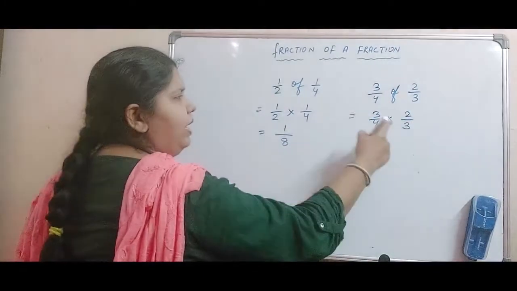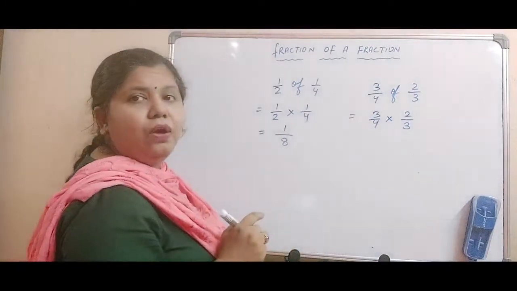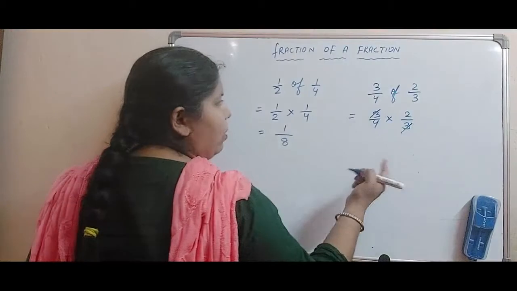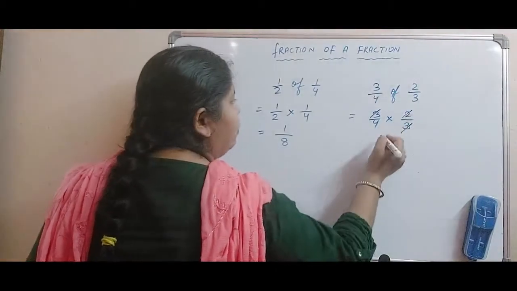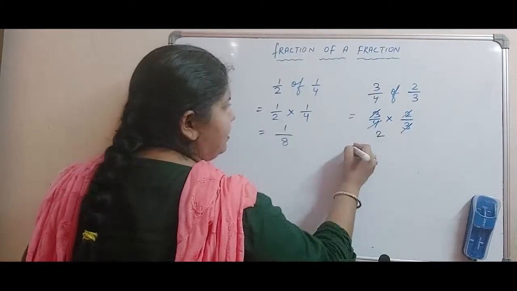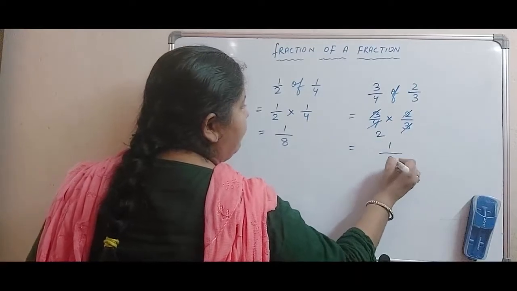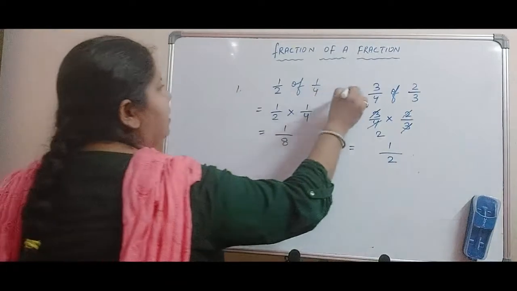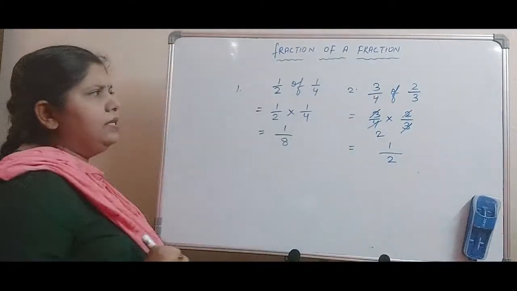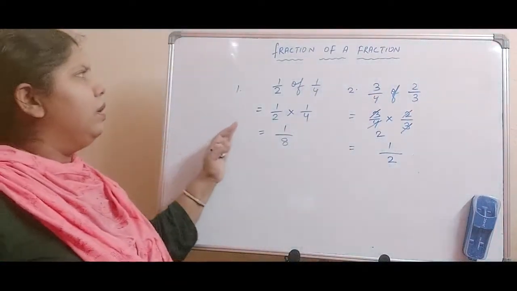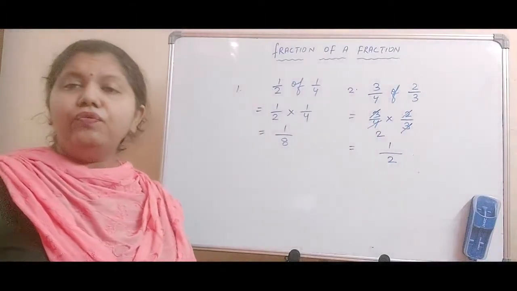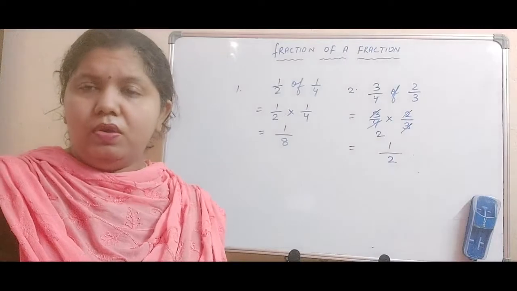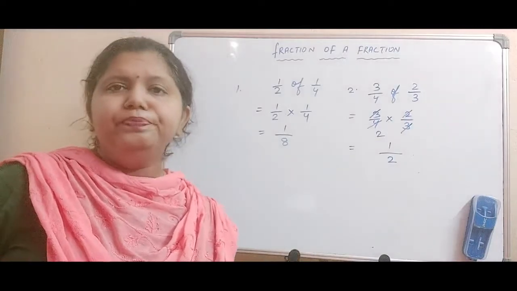So here 3 and 3 can get cancelled out. So 3 ones are 3, 3 ones are 3. It got cancelled out. 2 ones are 2 and 2 twos are 4. This also cancelled out. So what we get? 1 by 2. Okay, so these are the two examples on fraction of a fraction. Now we will do some more questions related to word sums on this topic.